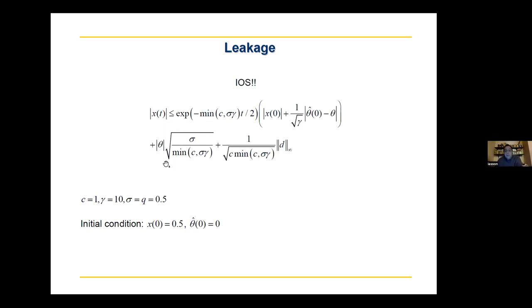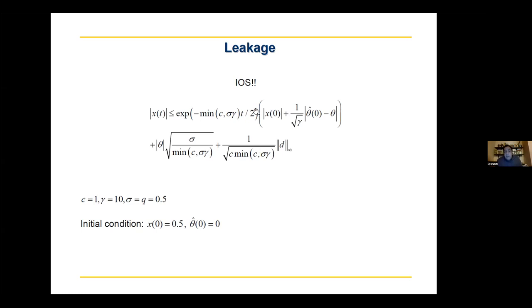Now, this is a problem. This is the so-called residual set. And there is a problem here because the radius of the residual set, as you can see, is proportional to the absolute value of theta. And since theta is not known, we do not know how large the radius of the residual set is going to be. So this may be a big problem.